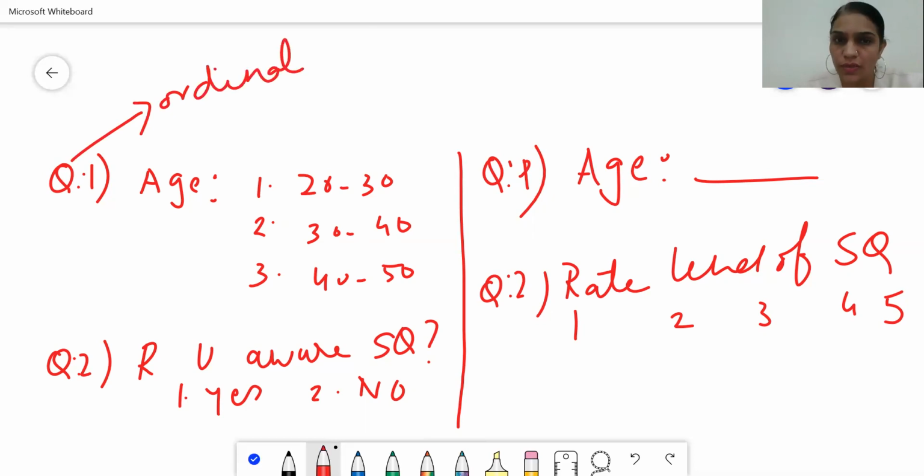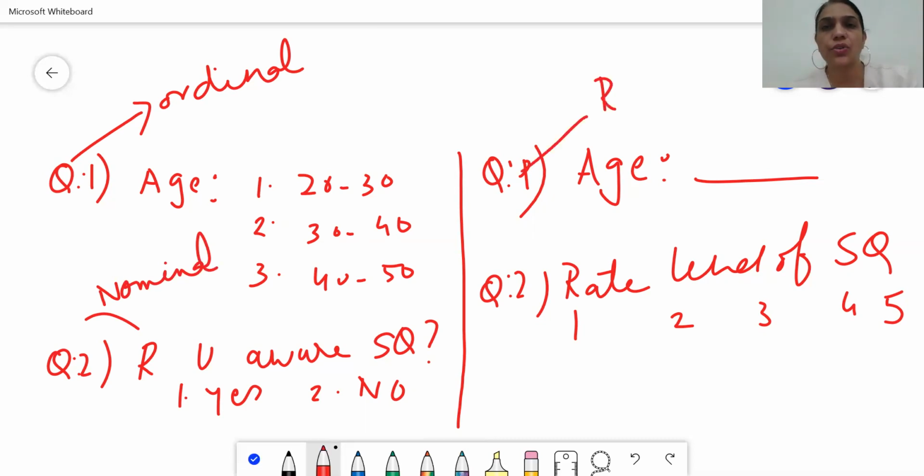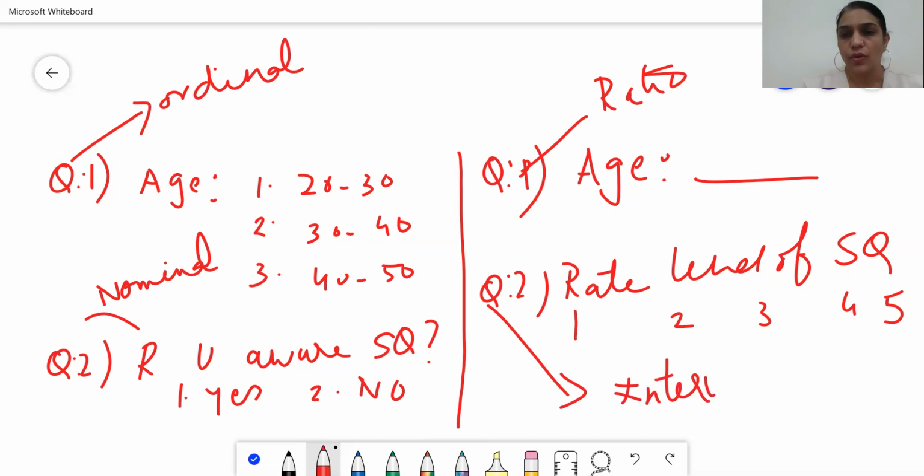Are you aware about service quality? Yes and no. So this question, I can say it is nominal. Now this age, when I have asked this question here, it is a ratio based question. And this question here, it is interval. Yeah. Now, as a researcher, you have choice.